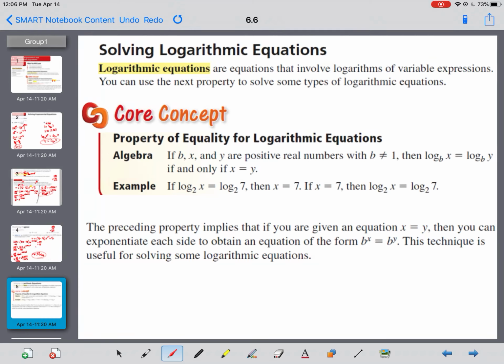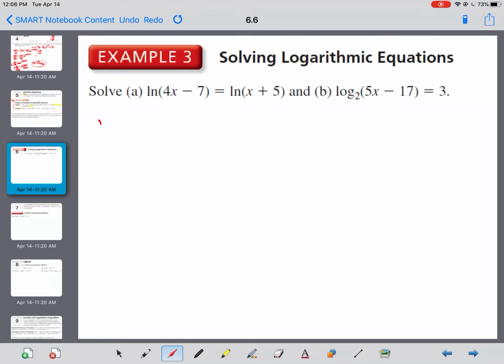A preceding property implies that if you are given an equation x equals y, then you can exponentiate each side to obtain an equation of the form b to the x equals b to the y. This technique is useful in solving logarithm equations. So, if b, x and y are positive real numbers and b is not 1, log base b of x equals log base b of y if and only if x equals y. So we can drop the log base. If it's the same log base, left side, right side, we can drop the log base and just use the parts on the inside.